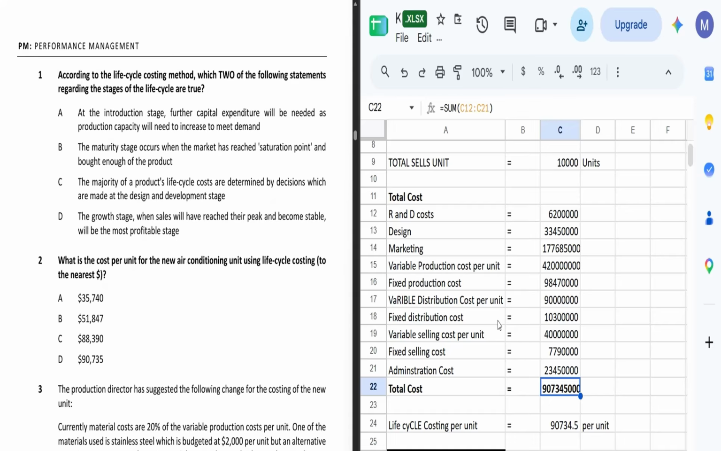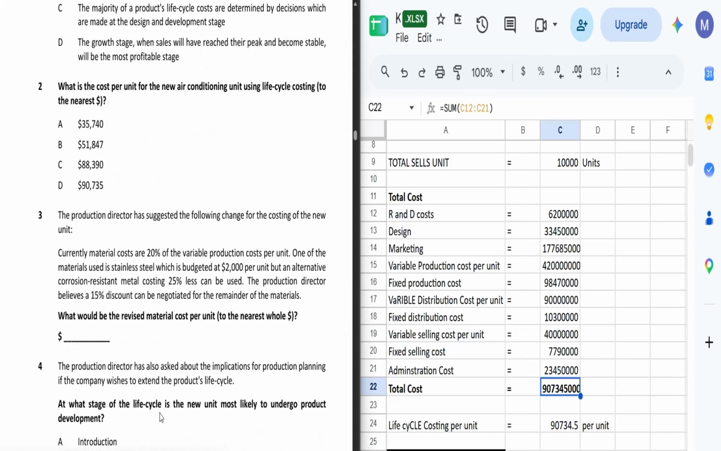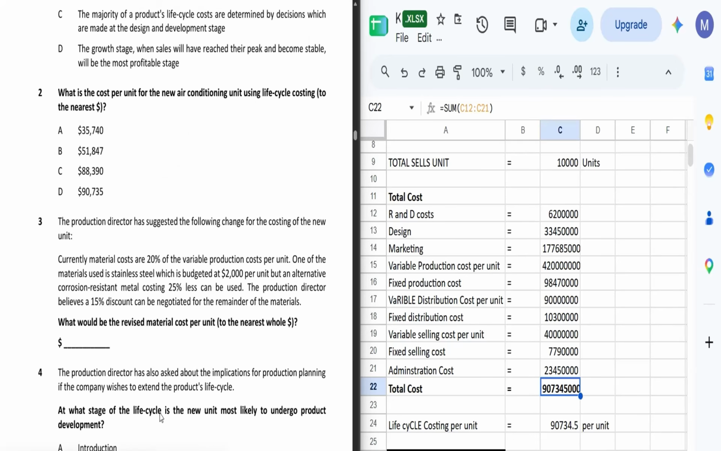So that's why 90375, and the question has also said to the nearest dollar. So obviously 90735, which is option D. Now question number 3, what is the question saying?